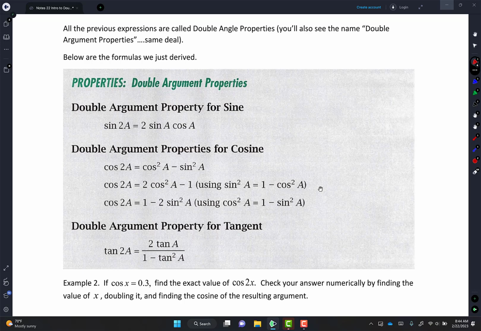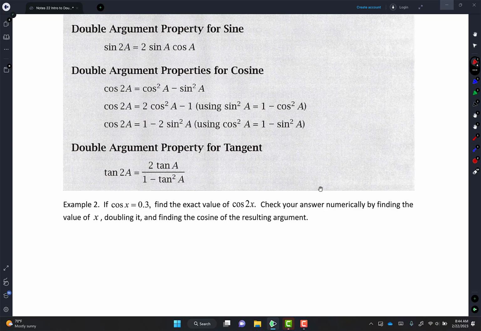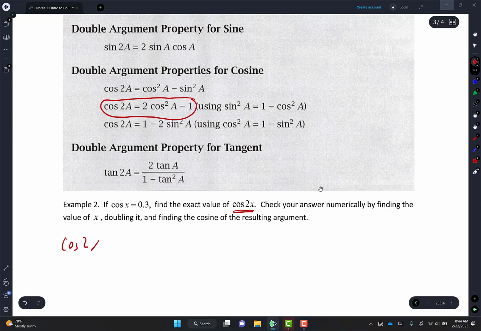Are we clear? All right, let's do example 2 here. It says if cosine x equals 0.3, find the exact value of cosine 2x. Check your answer numerically by finding the value of x, doubling it, and finding the cosine of the resulting argument. Okay, here's what they're telling us to do. They want cosine 2x. I'm going to come up here, and there's only one that uses cosine x. Look at this one right here. I'll write it for you in terms of x. Cosine 2x equals 2 cosine squared x minus 1.